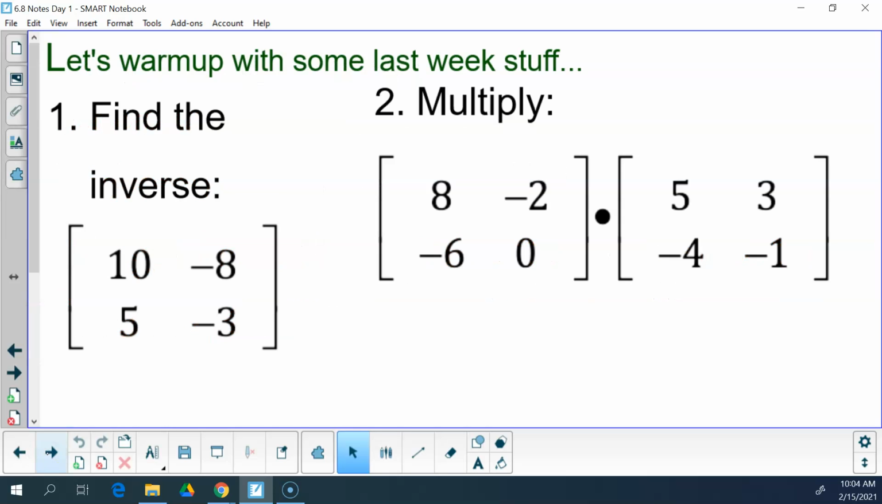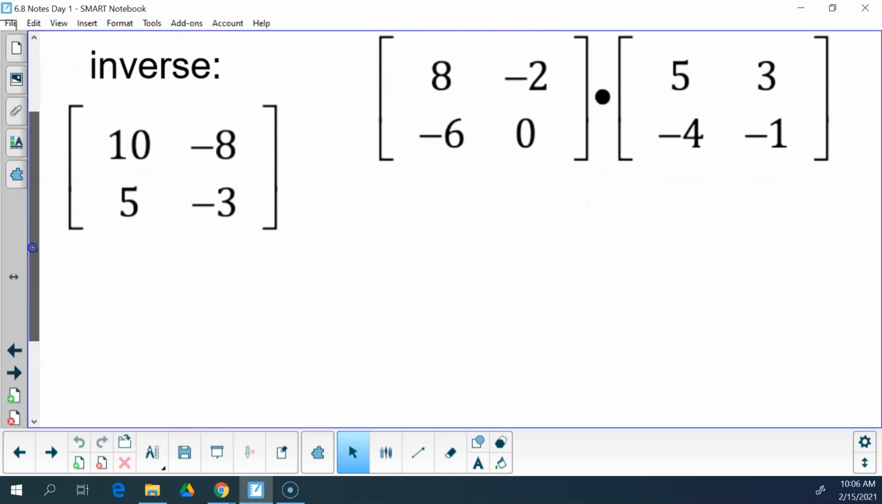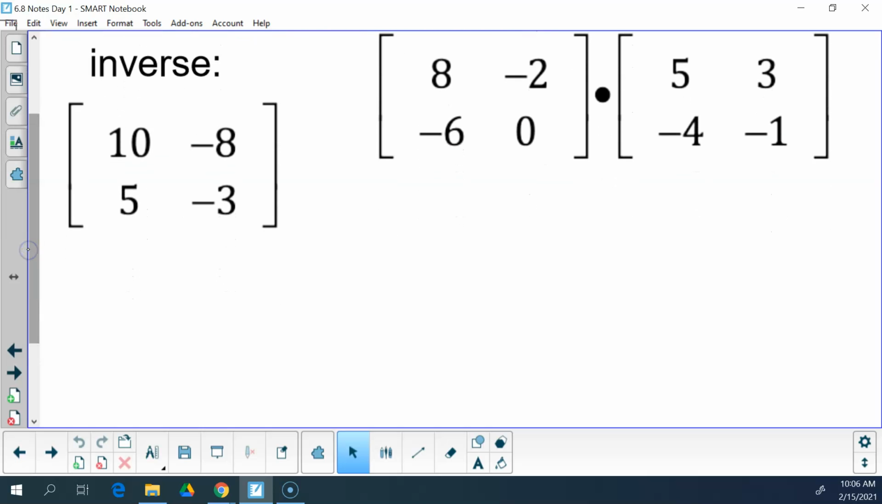So let's start with these 2 warm-ups. If you could do these 2 right now, that would be great. And then we'll continue. All right, so we need to find the inverse of the first one, and then we're going to multiply the second one.